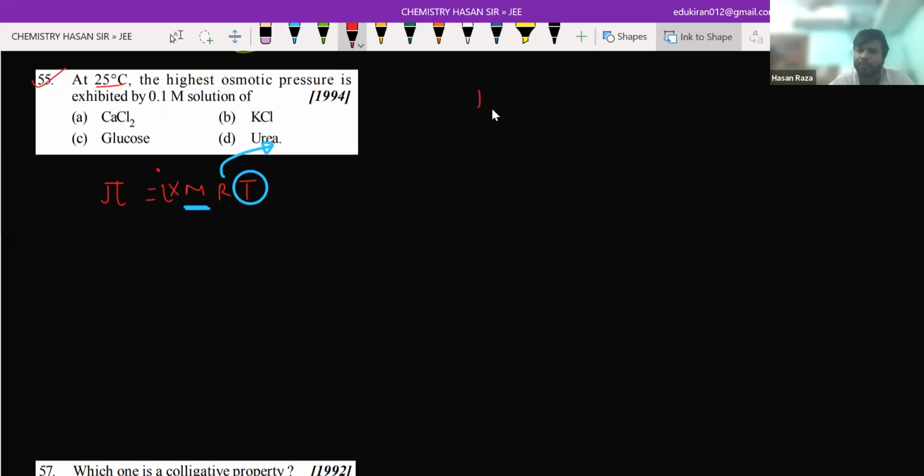This is the final formula of colligative property, iMRT. Generally, before colligative properties, whatever question you have studied or solved, by default i equals 1, so it doesn't affect. But after studying colligative properties, you have to take care of this i. Very important it is. Always check this i.